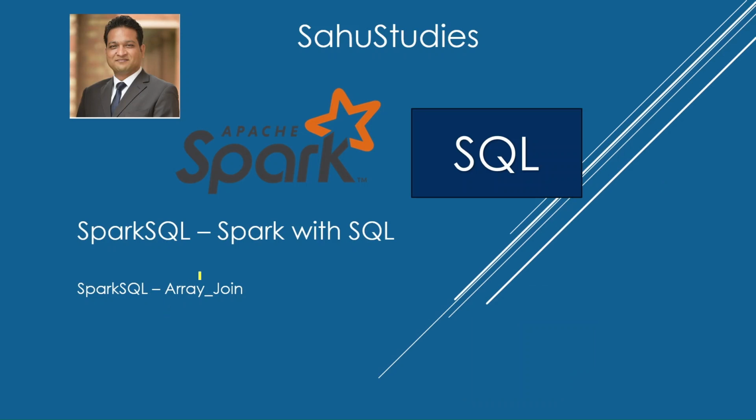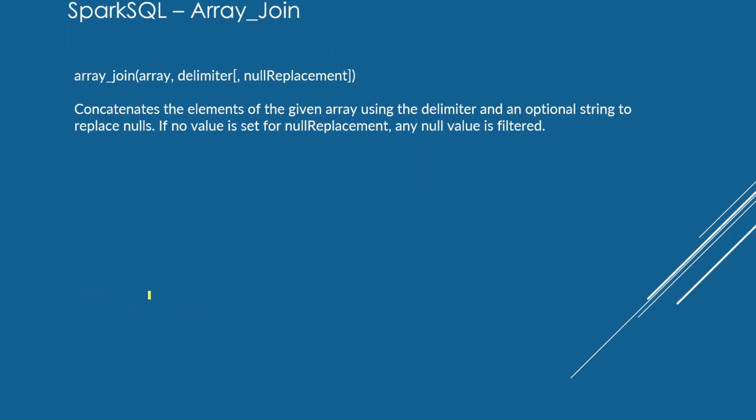In this video, we are going to discuss the array join function in Spark SQL. So, why do we use the array join function? It concatenates the elements of a given array using the delimiter and an optional string to replace null.